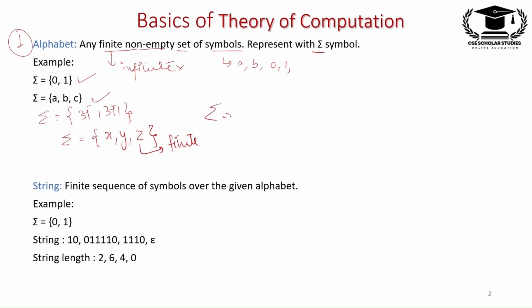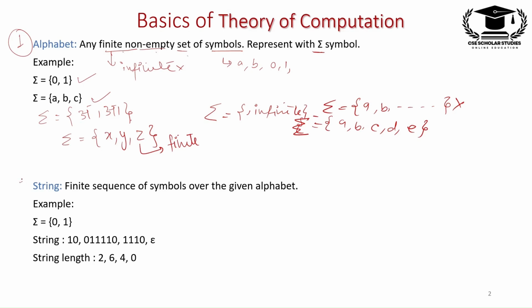मतलब कि सिग्मा कभी भी इनफाइनाइट नहीं हो सकता. मतलब आप कभी भी सपोज नहीं कह सकते सिग्मा इज ए बी इनफाइनाइट. दिस इज रॉन्ग. It should always be finite. A, B, C, D, E, any symbol. So it is a finite non-empty set of symbols.